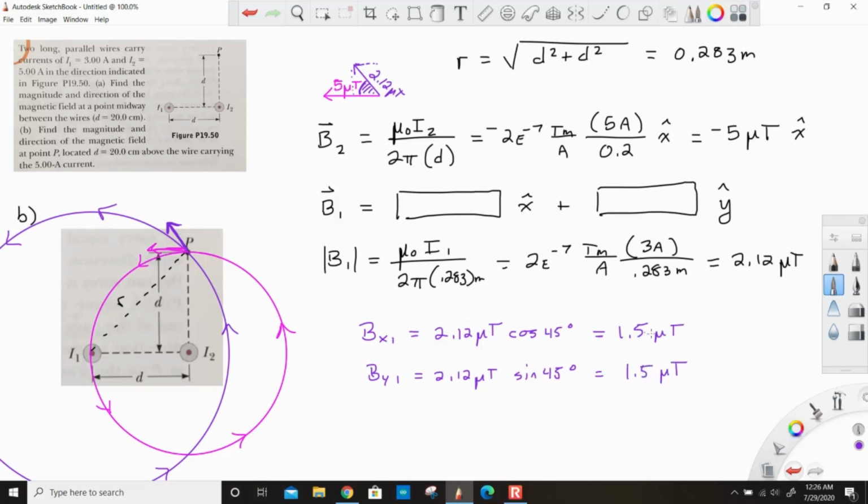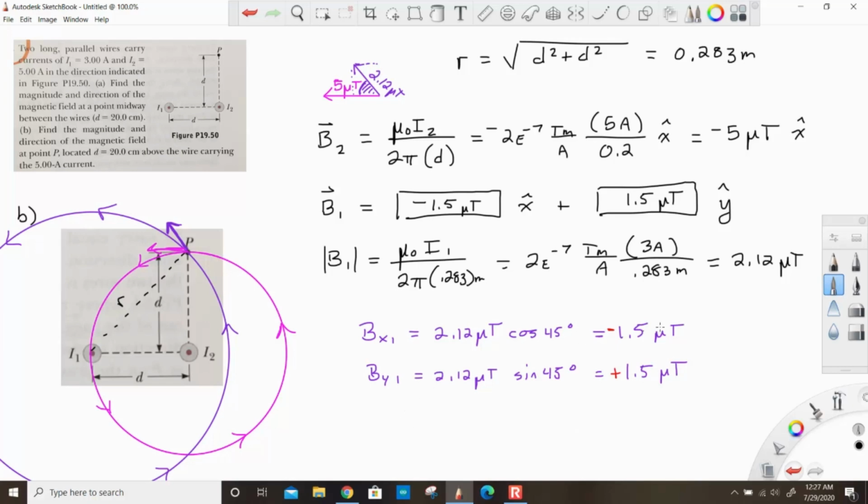Now we can actually talk about whether these are negative or positive, because we actually have a single axis to work with. So is the x component negative or positive? Well, this thing is pointed up and to the left. It's not pointed up and to the right, it's pointed up and to the left, and therefore the x component is going to be negative. It's not pointed down and to the left, it's pointed up and to the left, so the y component is going to be positive. Okay, so now we can fill in this bit. Here we have a negative 1.5 microtesla in the x-hat direction, and a positive 1.5 microtesla in the y-hat direction.